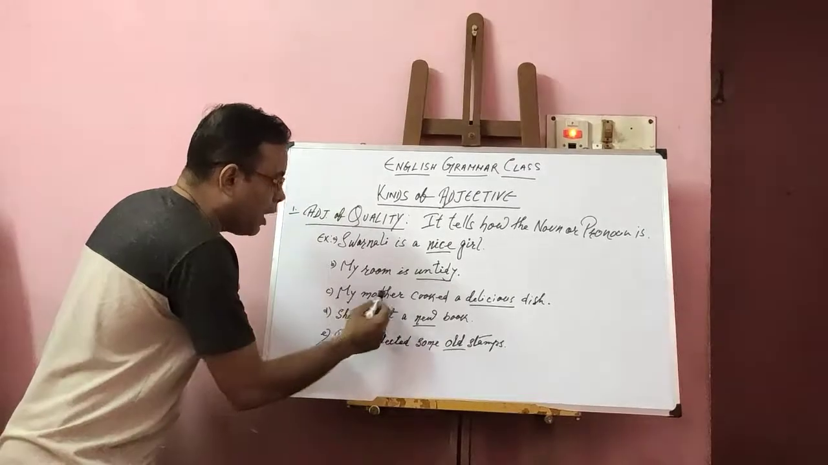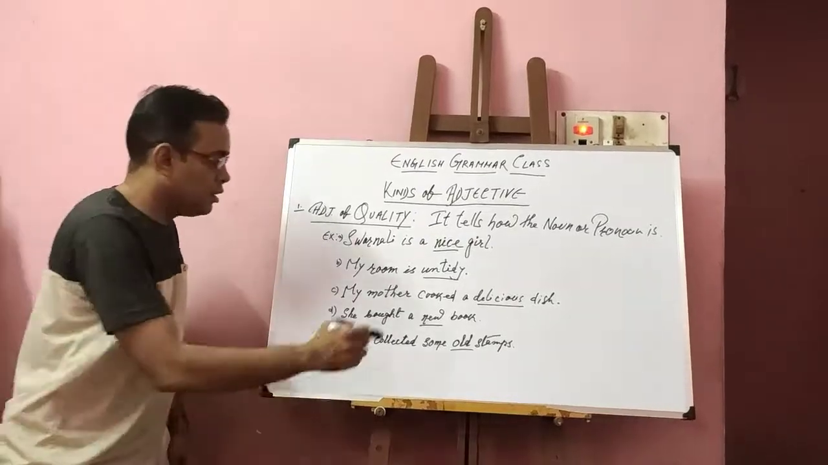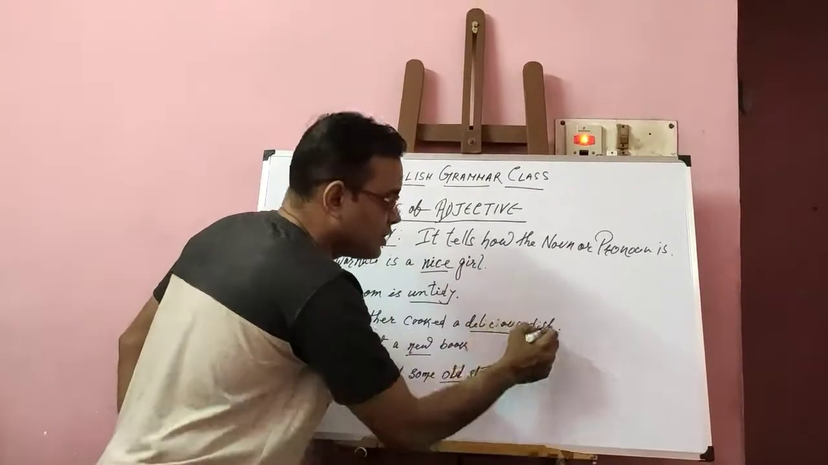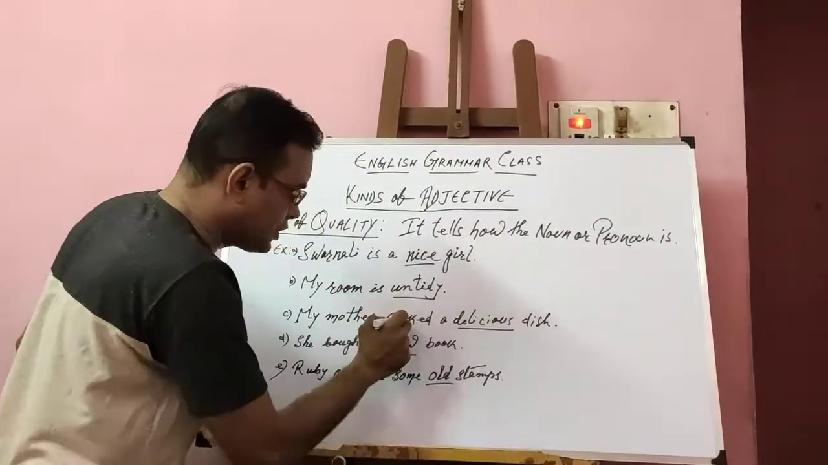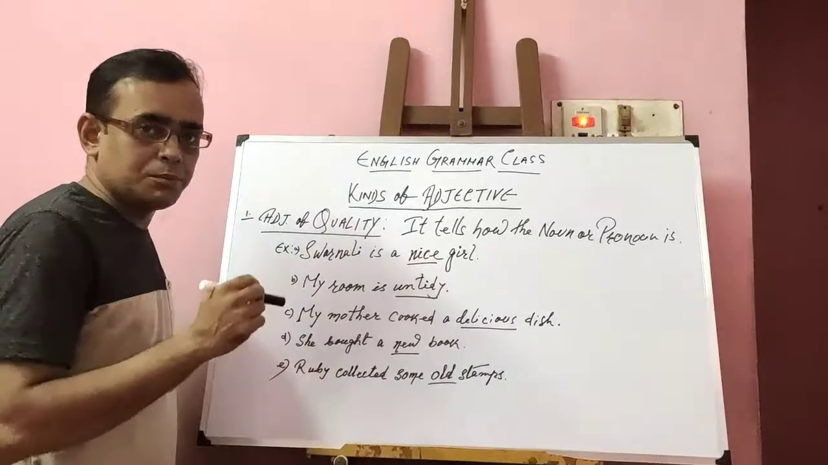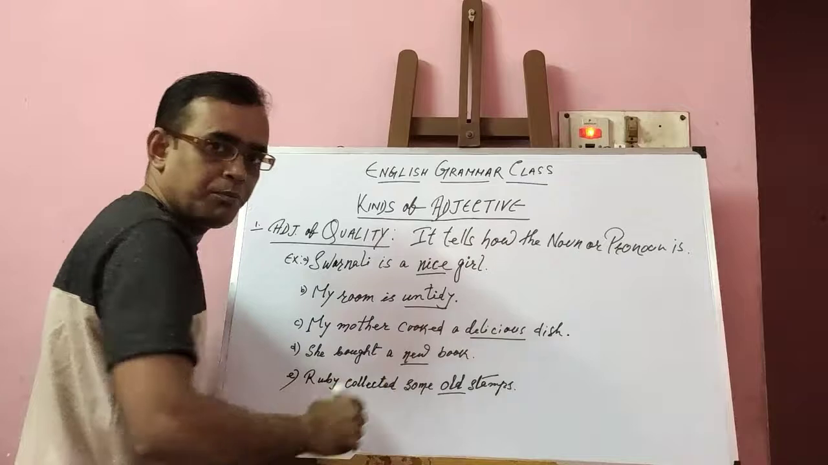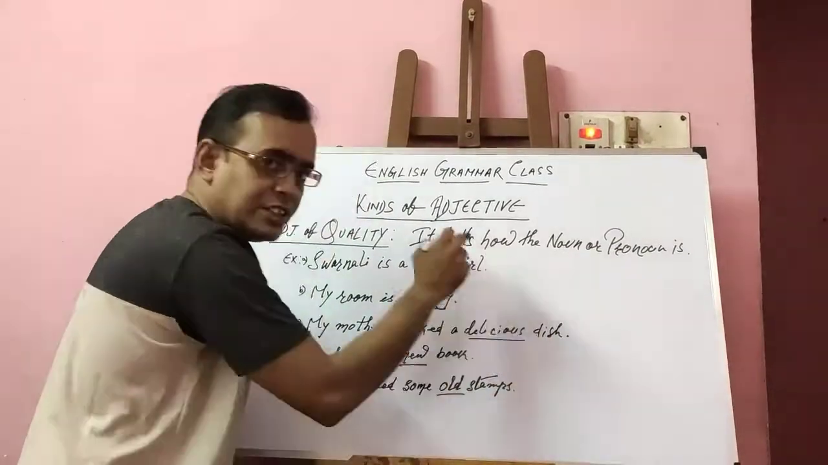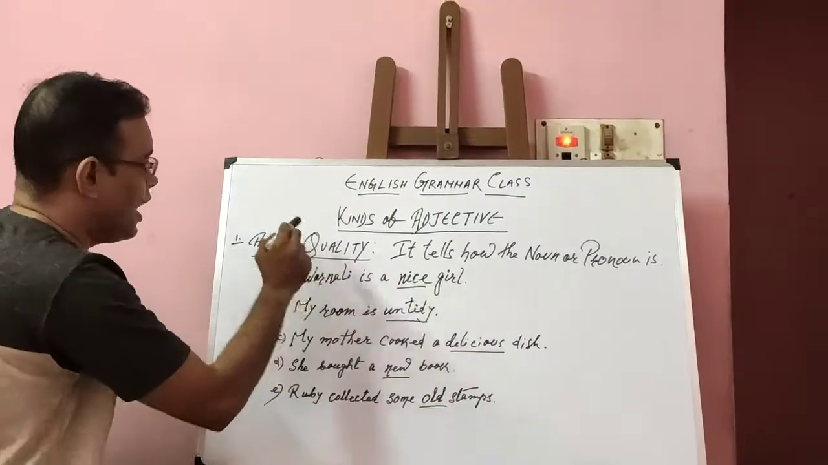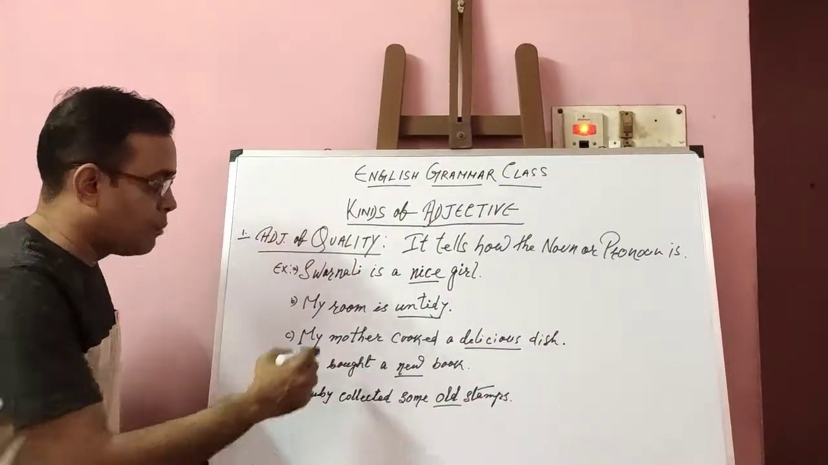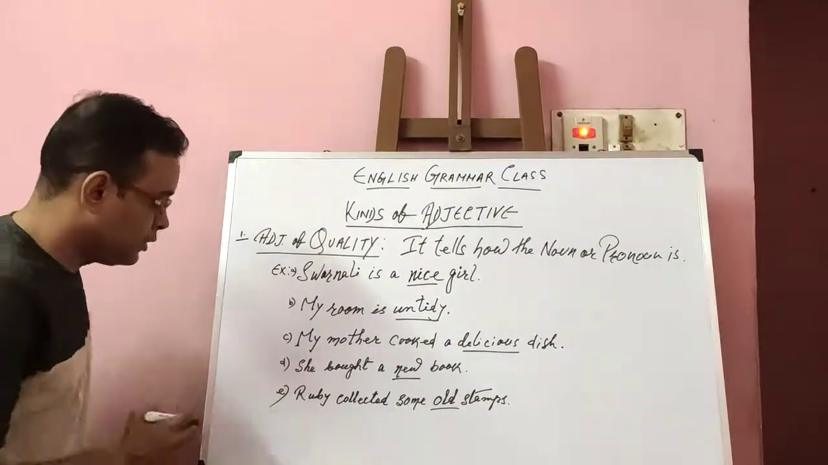Next, my mother cooked a delicious dish. How the dish is? What dish cooked? Delicious dish. We are asking questions to the noun dish. How the dish is? Delicious. Answer is delicious. So that delicious is adjective of quality. So my mother cooked a delicious dish. Delicious is adjective of quality.